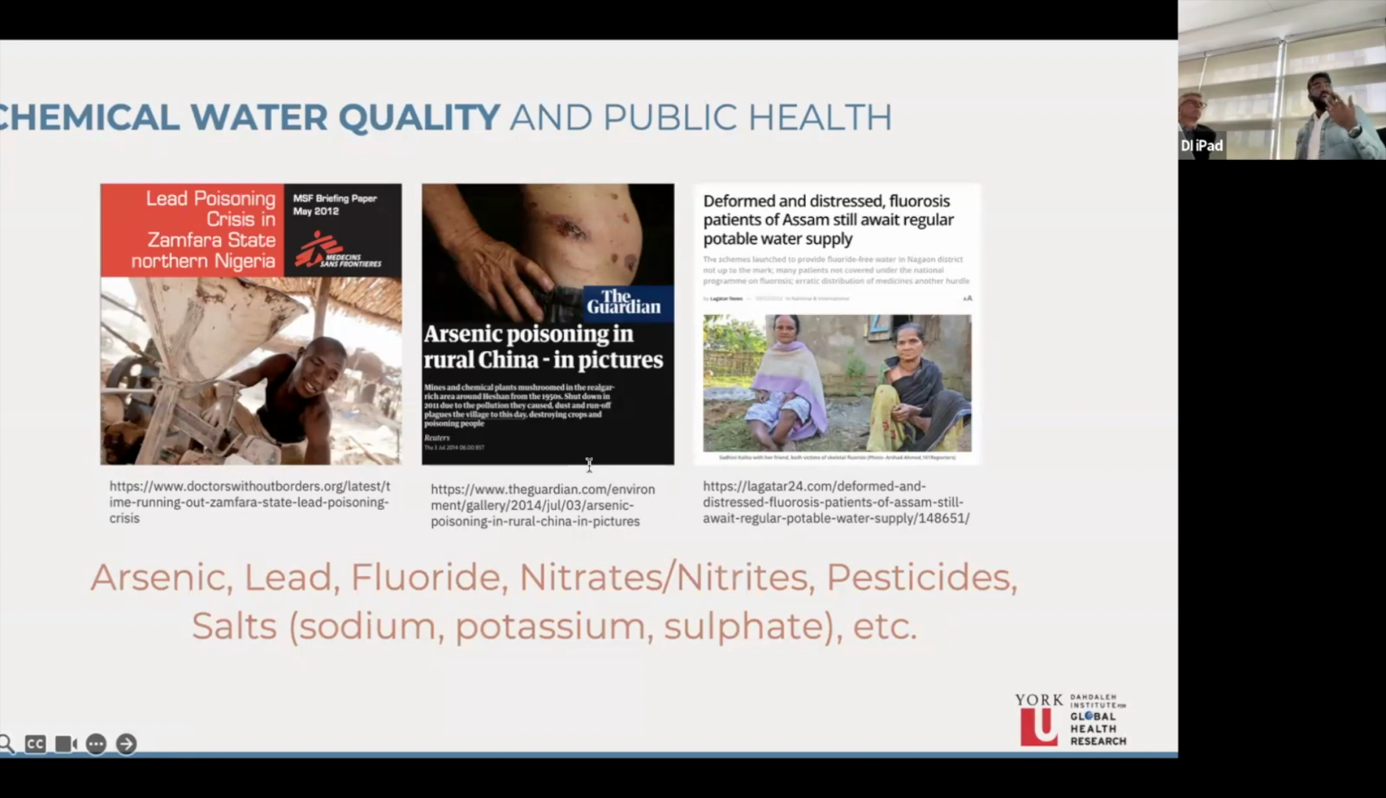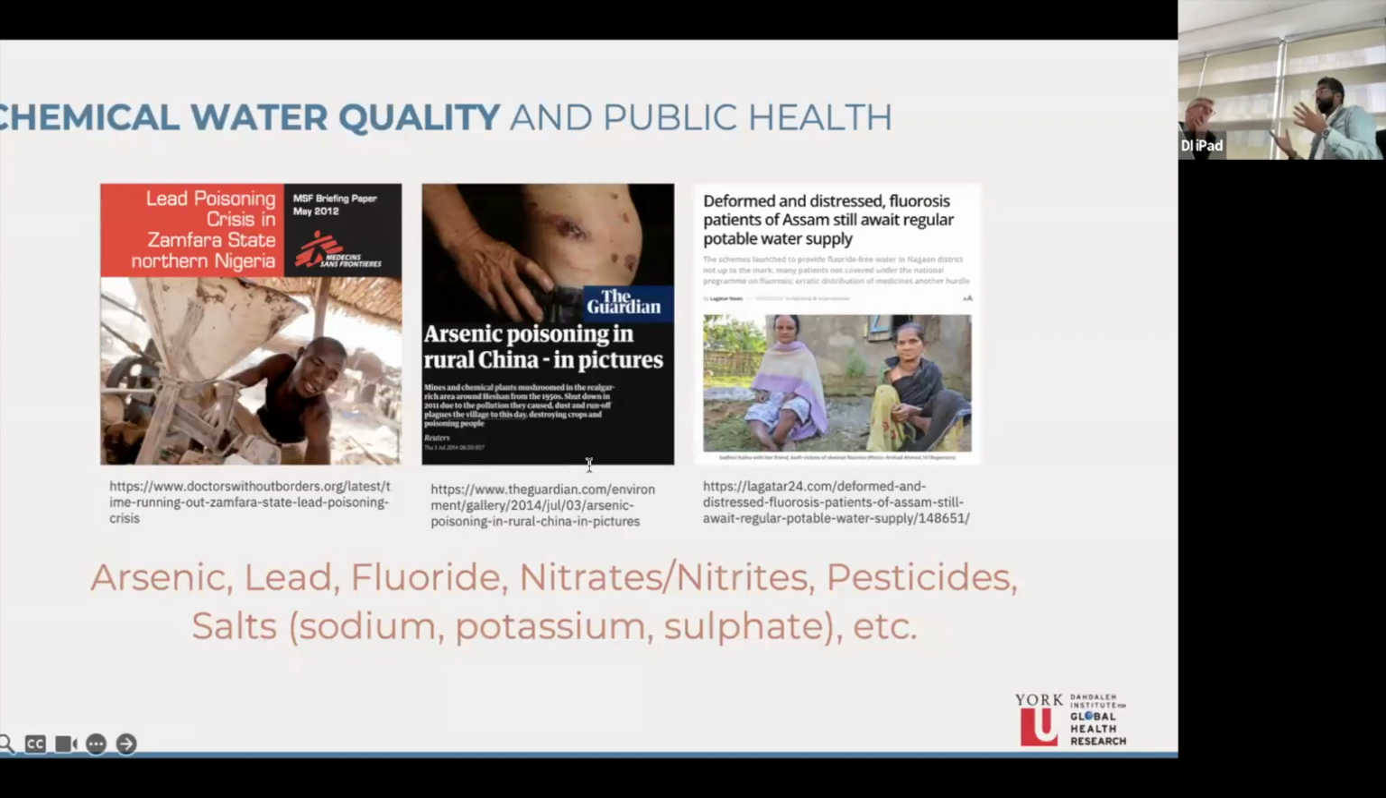There are many examples of chemical water quality concerns. You can think of lead in Flint. There was lead in Zamfara, where artisanal gold mining was happening, that affected people. MSF did some research on arsenic, fluoride, and many others. There are also very innocuous water quality parameters, like dissolved salts in water, that can affect highly vulnerable populations.